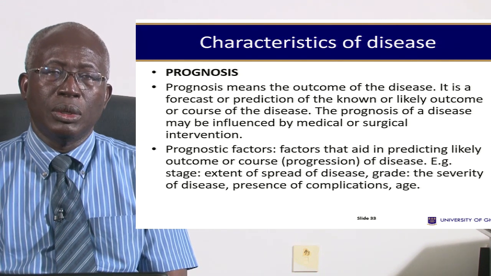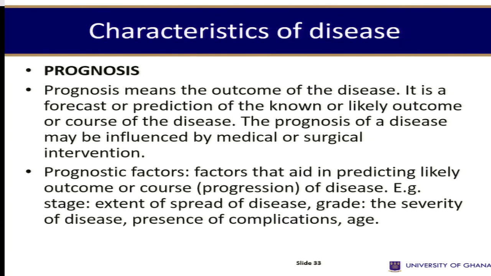Prognosis. Prognosis means the outcome of the disease. It is the forecast or prediction of the known or likely outcome or course of disease. Now, the patient is always interested in the prognosis. After you tell the patient what is wrong, what he wants to know is whether he's going to die or he's going to live. So a prognosis of the disease is very important, but may be influenced by medical or surgical intervention.